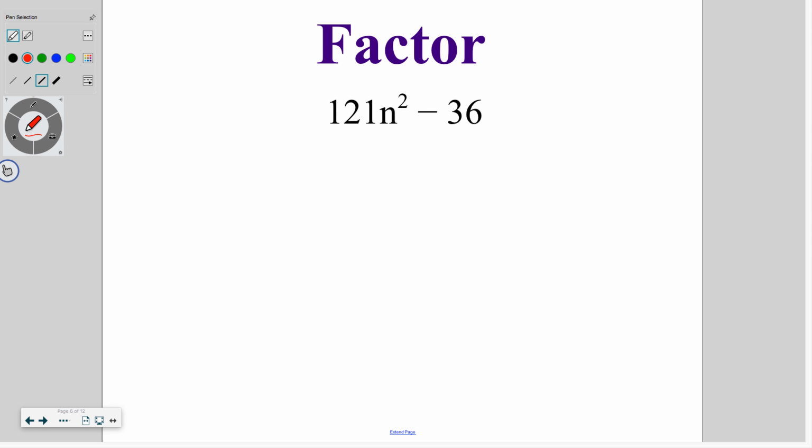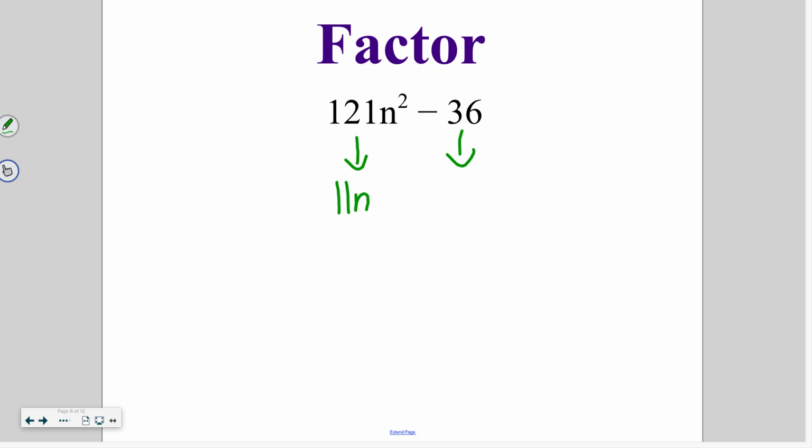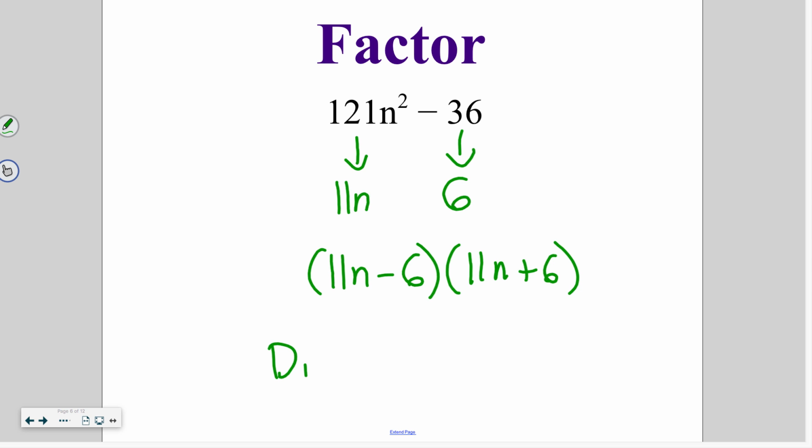Next, we've got two terms here. Again, first you want to check for a greatest common factor. 21 and 36 cannot both be divided by the same number, so there's no GCF there. Since it is two terms being subtracted, we're going to go ahead and check for square roots, which we have. Square root of the first term is 11n. The square root of the back term is 6. So that means our two answers are 11n minus 6 and 11n plus 6. And that was using the difference of squares method. So that's with two terms, and both of the terms are perfect squares.